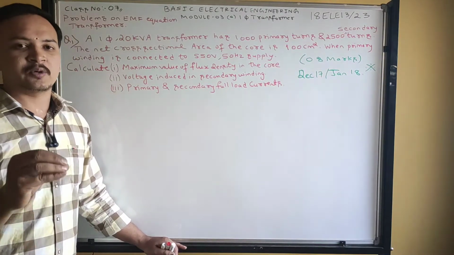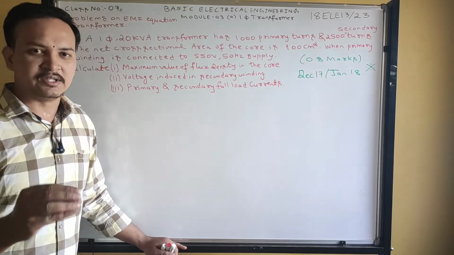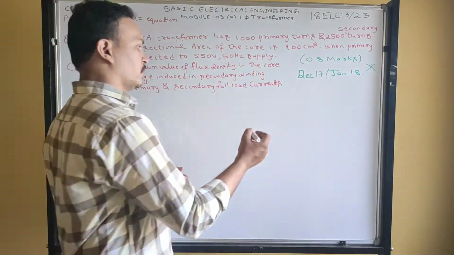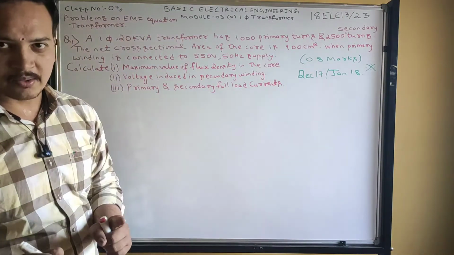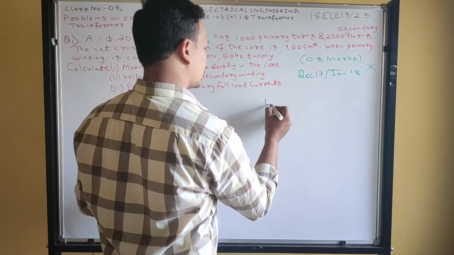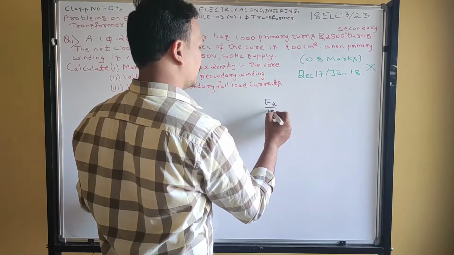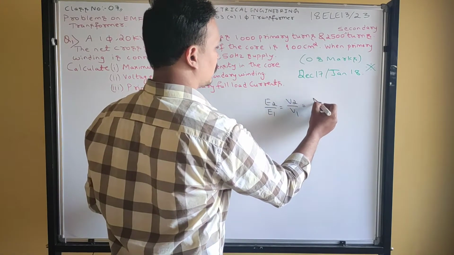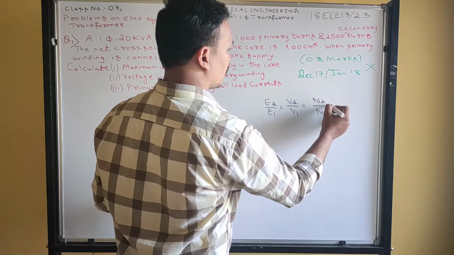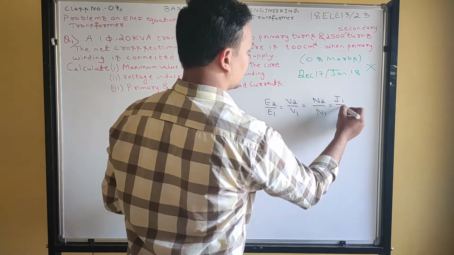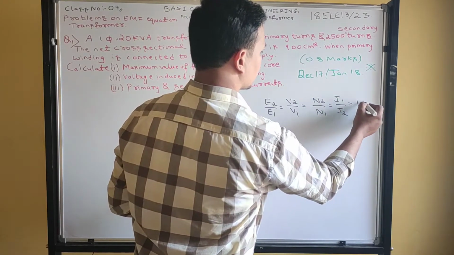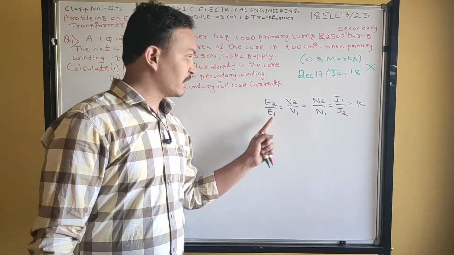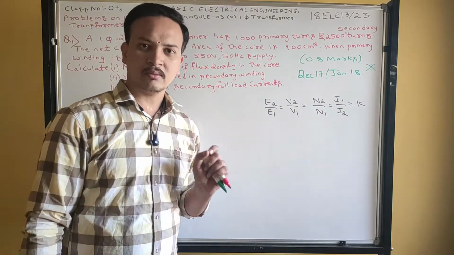So 100% the problems are very easy. What you should do is remember only this formula whenever you are solving problems on the EMF equation: E2 by E1 is equal to V2 by V1 is equal to N2 by N1 and equals I1 by I2. This is called the transformation ratio K. If you know these equations, 100% you will solve problems on the EMF equation.